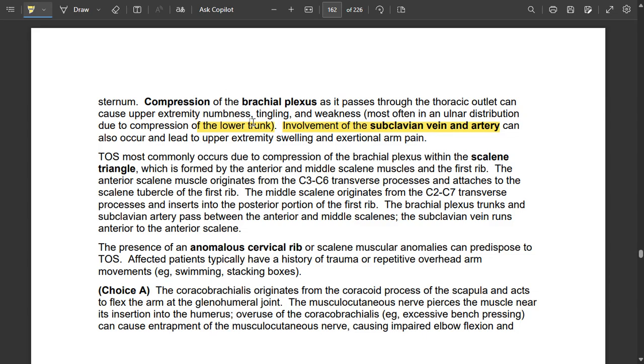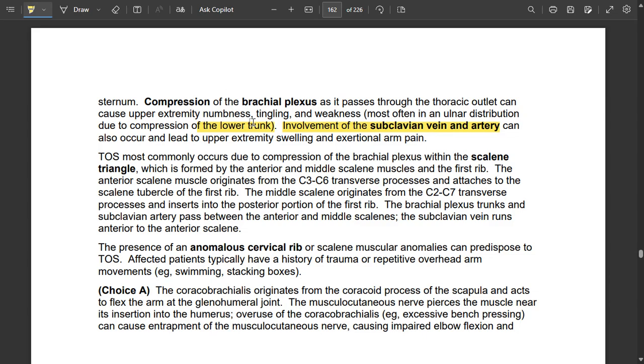The middle scalene muscle originates from the transverse processes of C2 to C7 and inserts on the posterior portion of the first rib. So the first rib has an anterior and a posterior portion. The anterior portion is attached to the anterior scalene muscle, which originates from C3 to C6, while the posterior portion is attached to the middle scalene muscle, originating from the C2 to C7 transverse processes.